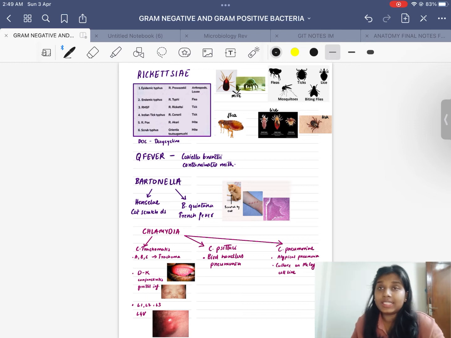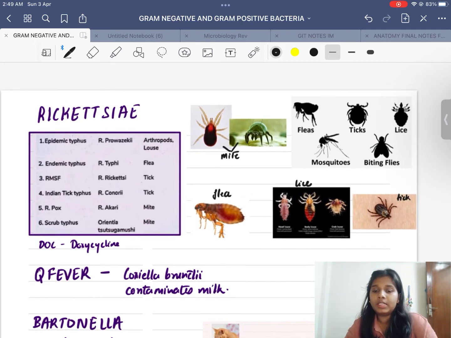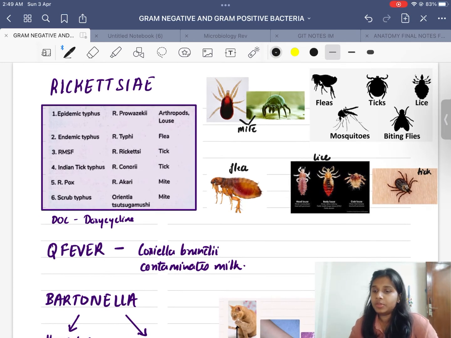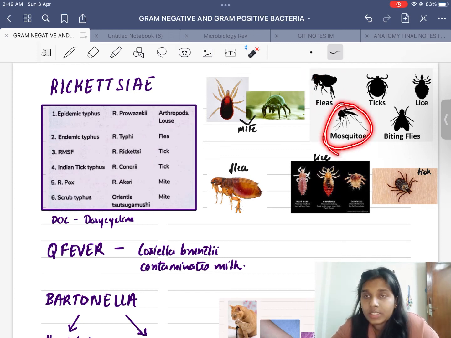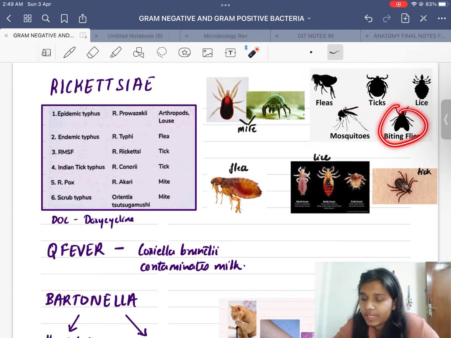Okay, then we have rickettsia. Now rickettsia, the table is very commonly asked, right? So before we go to the table, first let's familiarize ourselves with these vectors. We all know how the mosquito looks, right? We know how the fly looks. Lice is also quite common, so lice also you might be able to identify.